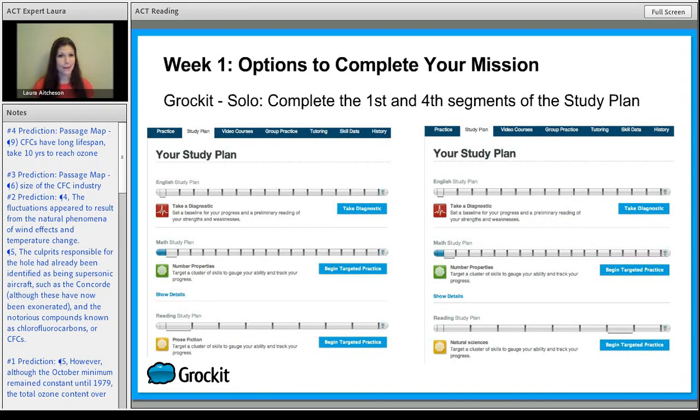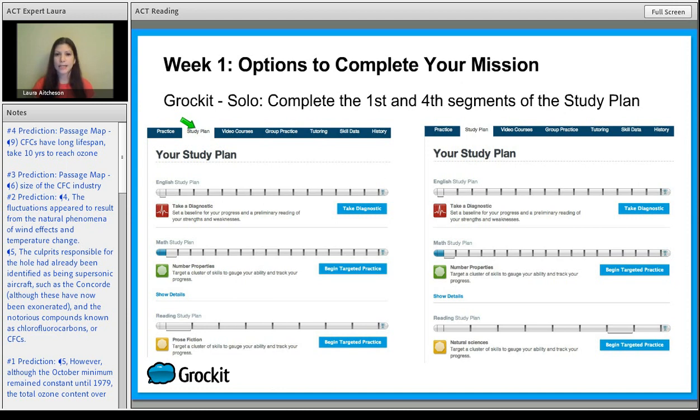In terms of options to complete your mission, if you prefer to work independently, that is absolutely fine. We have plenty of students who really prefer to be doing things on their own. So Grokkit Solo Mode is your study plan tab. You click on the study plan tab, and it's actually right here, you can see it. So you have your practice tab, study plan tab, video courses, group practice, tutoring, skill data, history. Your study plan tab's laid out really, really nicely, and I have 2 screenshots here for a very specific reason.